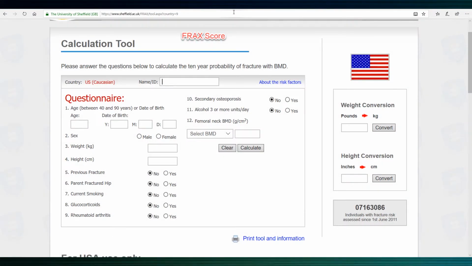This is an example of what the FRAX score is and how it was calculated. Certain numbers are inputted and a computer-driven number is generated, or risk score.